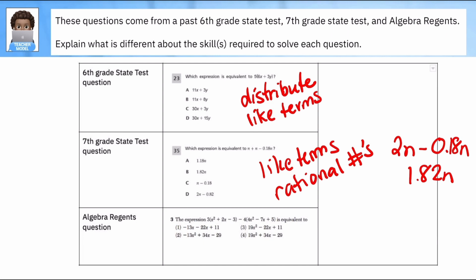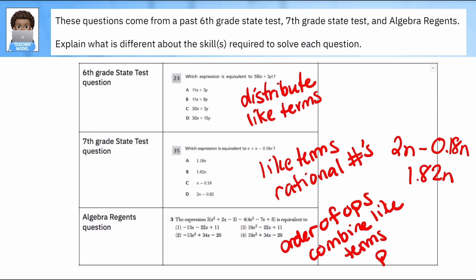Now, by now that you're getting ready to do the Algebra I Regents, notice you still have distributing happening. So you have 3 times x squared plus 2x minus 3. But you're working with polynomials. So it's still order of ops. You still have to combine like terms, but now you're doing it with polynomials. That's it. That's really the only difference.